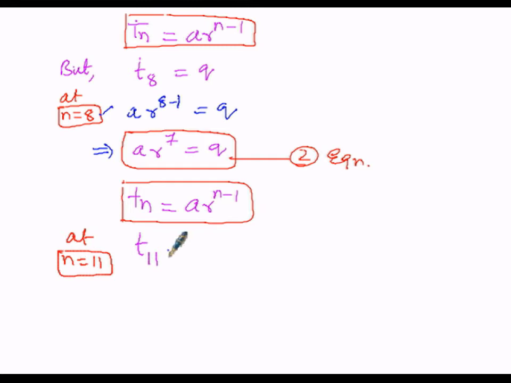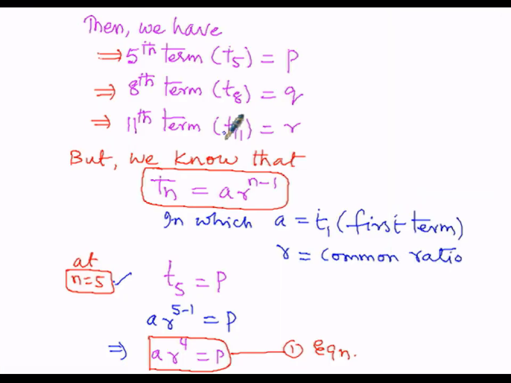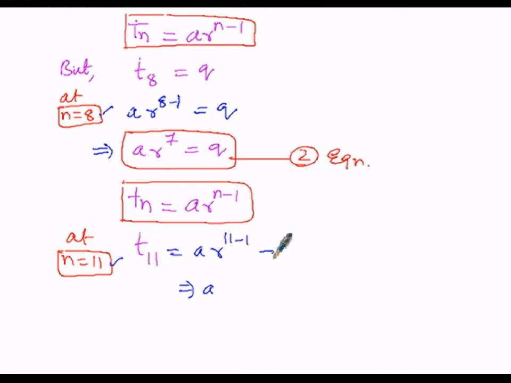it equals a r to the power of n minus 1, with n replaced by 11 minus 1. So a r to the power of 11 minus 1, that is 10, equals the 11th term, which as per this question is r. So we can write a r to the power of 10 equals r as the third equation.